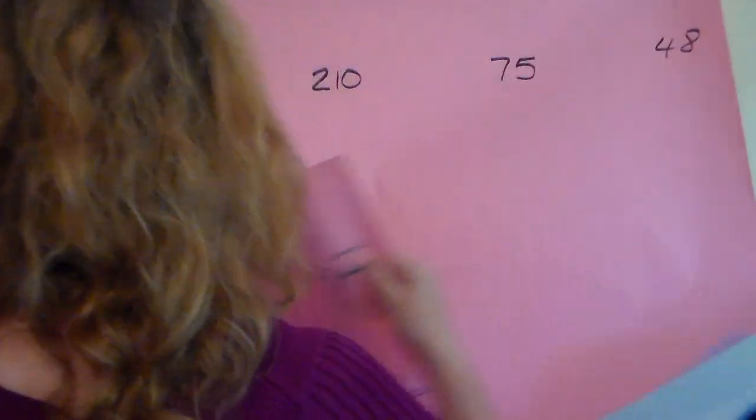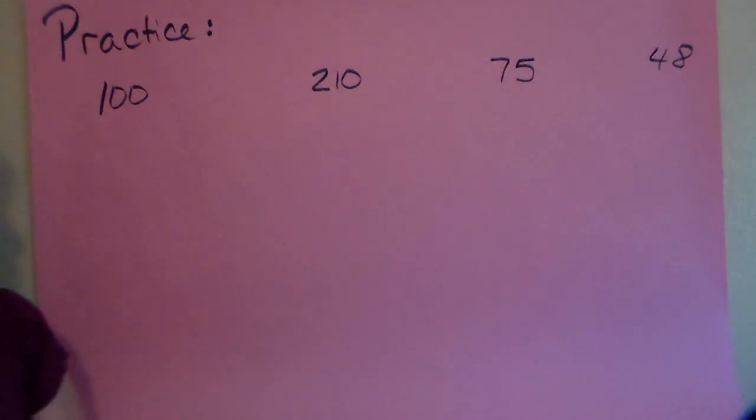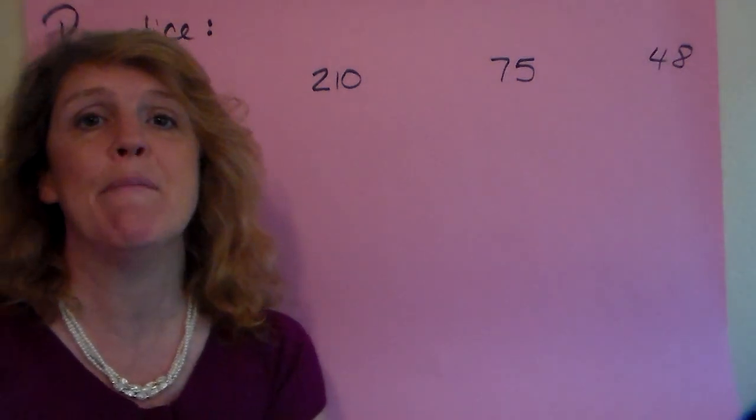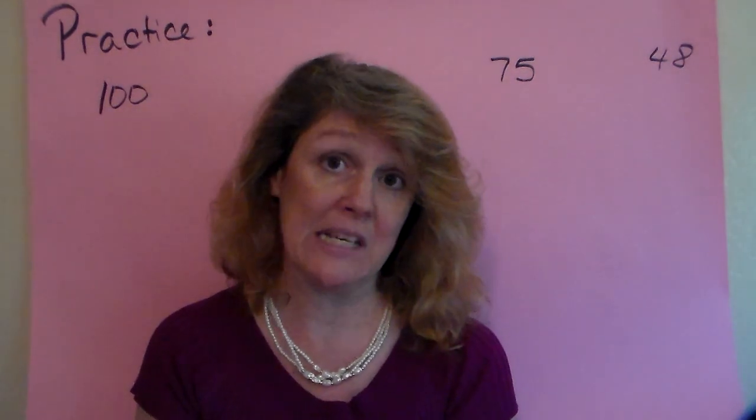Okay? All right. That's it. This is practice. You got 4 more. 100, 210, 75, and 48. Make factor trees. Tell me the answers using exponents in order.